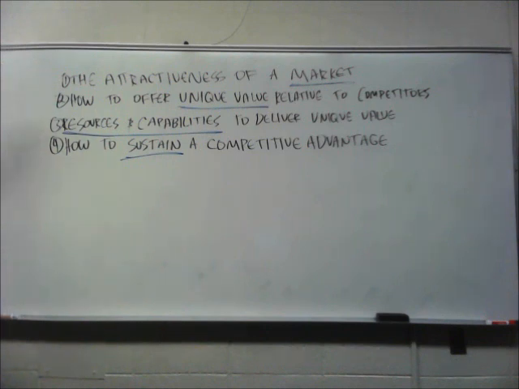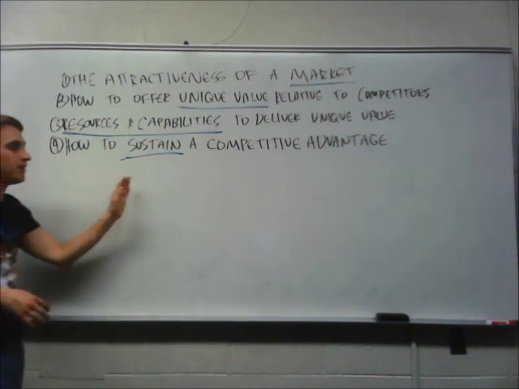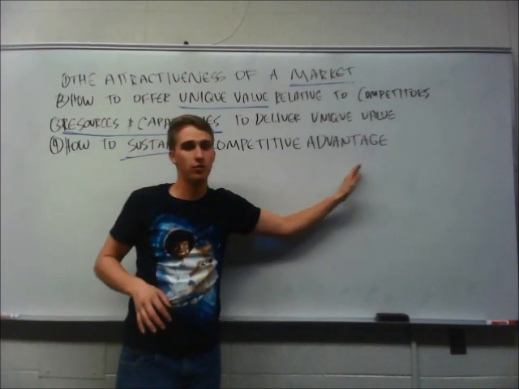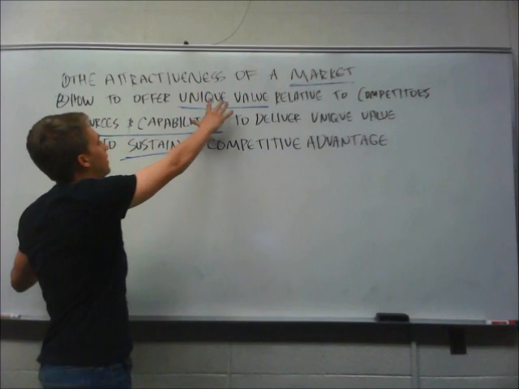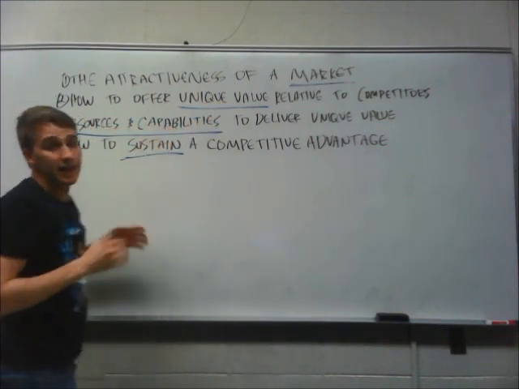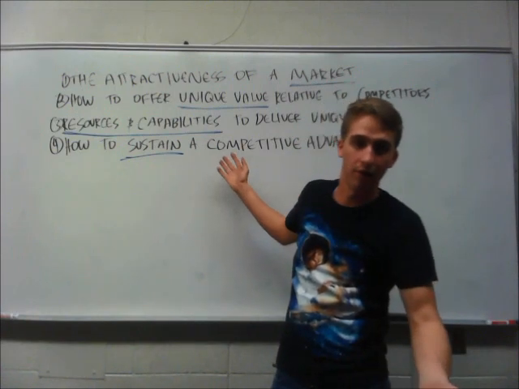Okay, so jumping to the end, you've come up with a market. You've come up with what your unique value is. You figured out how you're going to do it. Now you need to figure out how to sustain a competitive advantage. That means to prevent people from imitating it. If you come up with a great idea, something really unique, and then you provide it, and it works, people start to buy your product, it's likely that other people are going to start doing it.